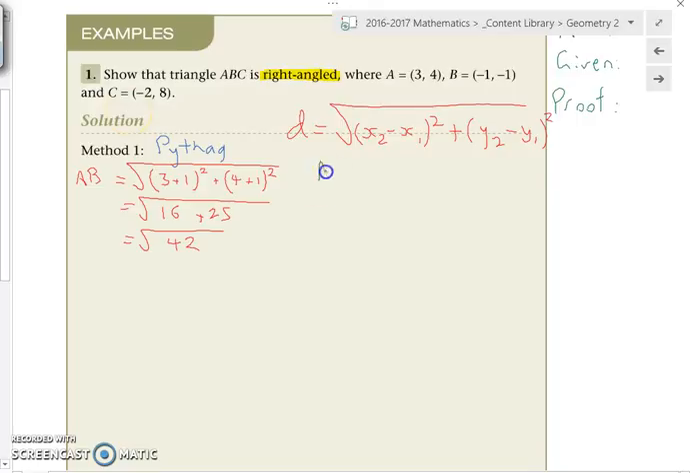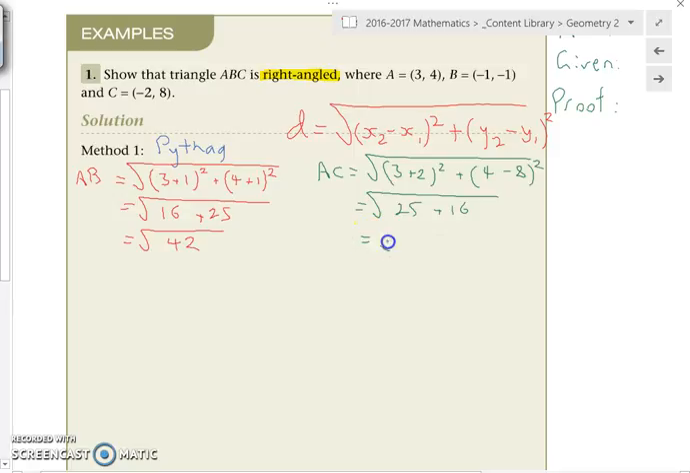So what's the next one? I'm going to do AC. All right, so AC, you're going to do the same thing. So 3 plus 2 squared plus 4 minus 8 squared. 25, 4 minus 8 is minus 4. Ah, we've got 2 lengths the same sides.